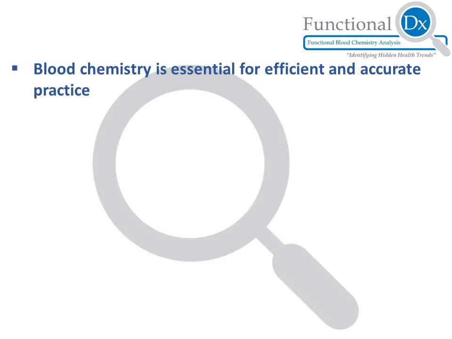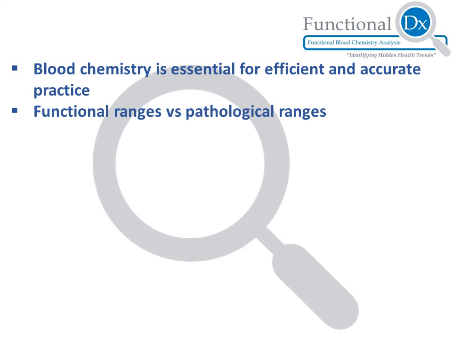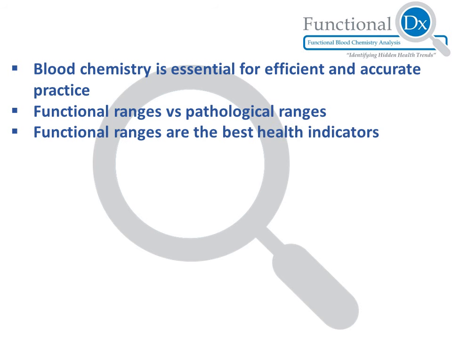So blood chemistry is essential. I mean, everybody knows they've got blood. It's red. It leaks when you get injured. We use functional ranges versus pathological ranges, which is really important. So we're not just looking at the ranges that you will get from your doctor or your medical plan. We're looking at old-time ranges where once upon a time were considered healthy.